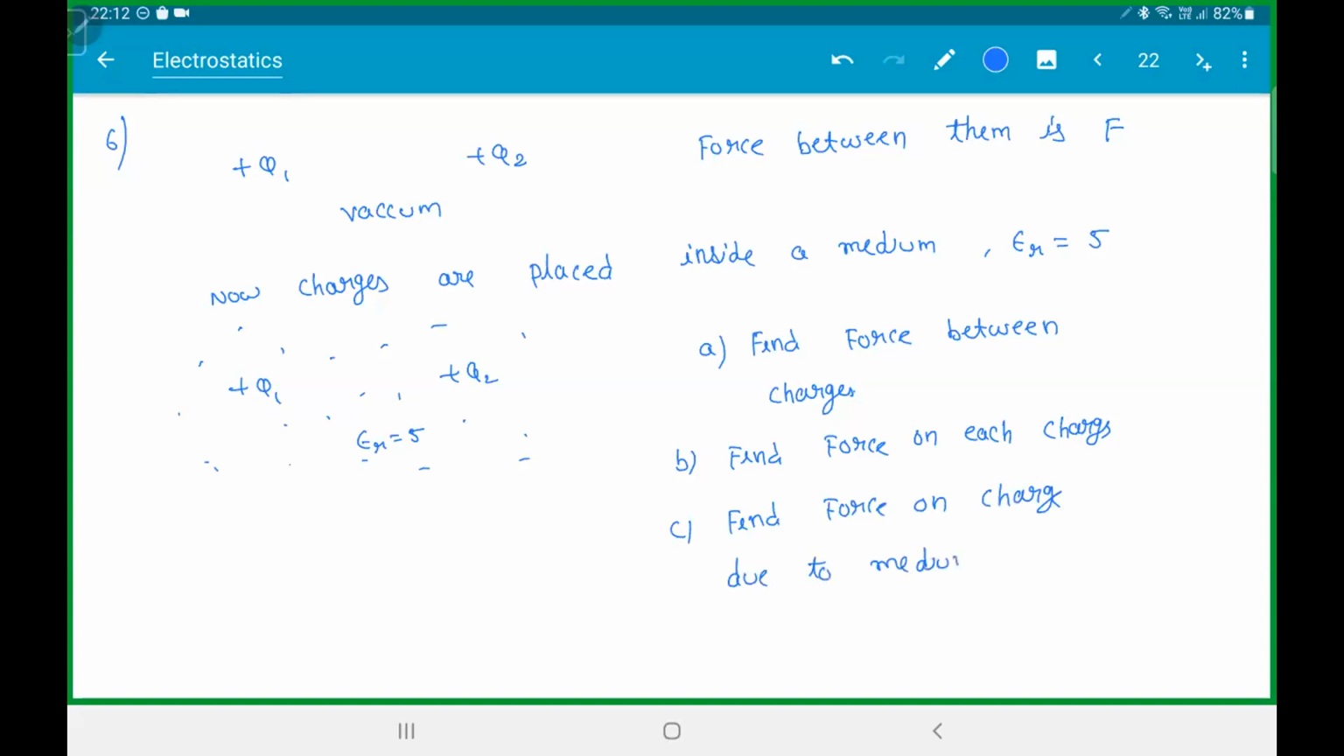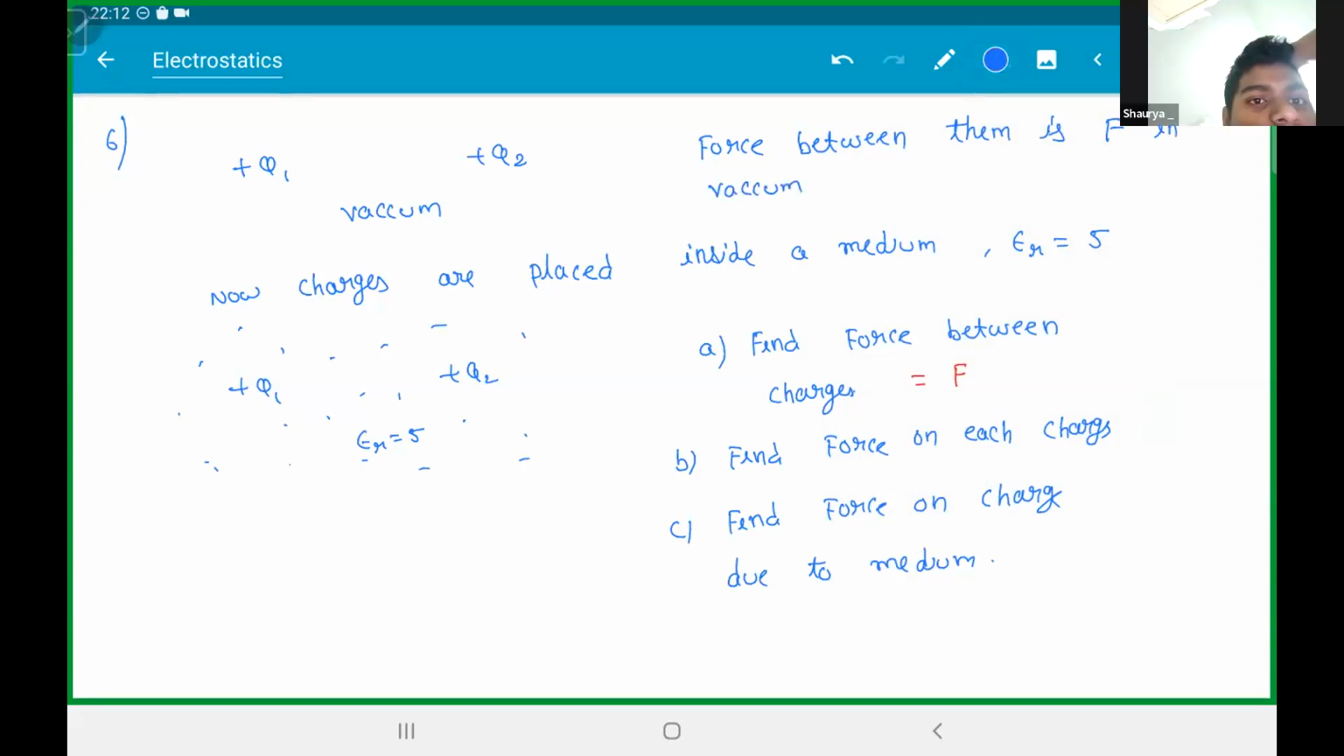Can you tell me the answers for this? What is the force between the charges? Q1 Q2 by R square. F only, na? Whatever the initial F was, that only will be there. This is the force between them in vacuum, right?